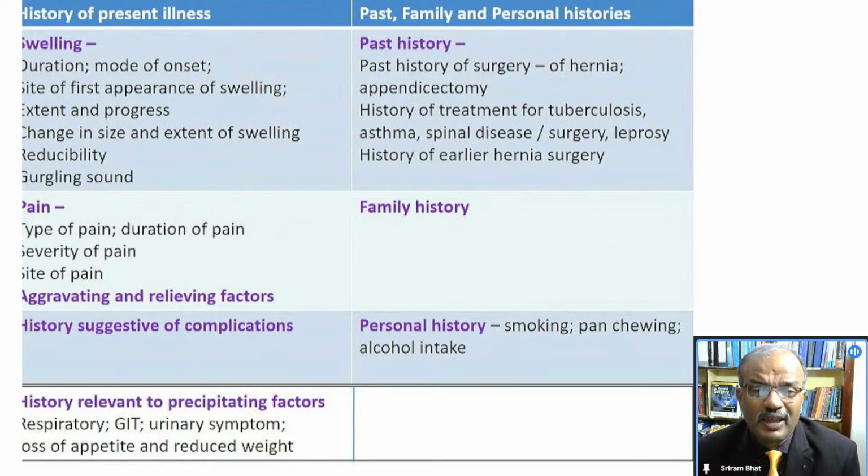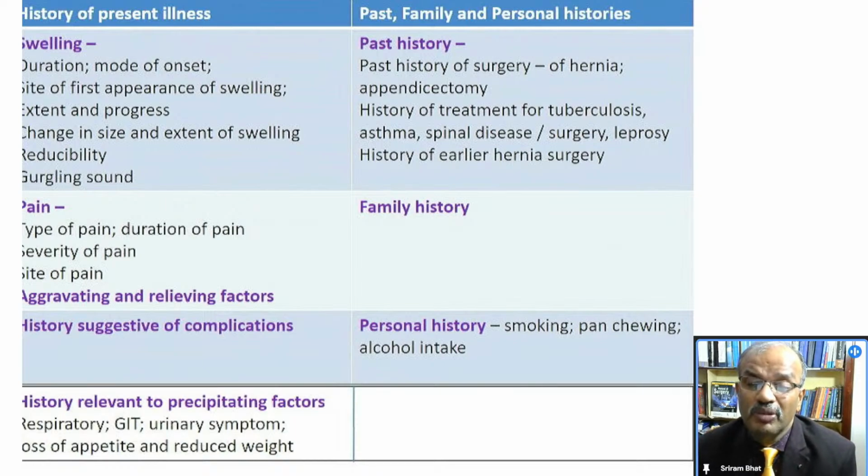Family history: hernia mainly may not run in the family. Of course, sometimes congenital hernias, but commonly it is not. But the important thing is the family backup. We should know how many children the patient has, how many siblings the patient has, and how the parents are, so that we can have the socio-economic backup. So at least three levels.